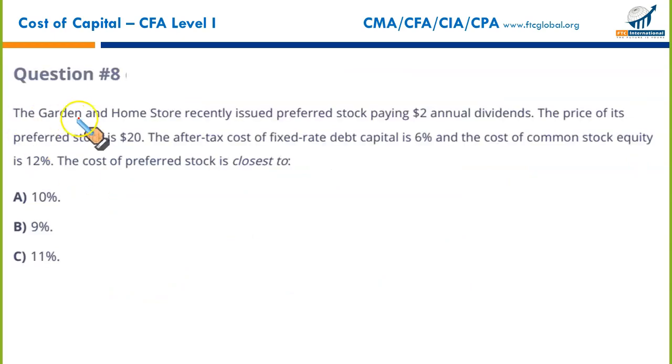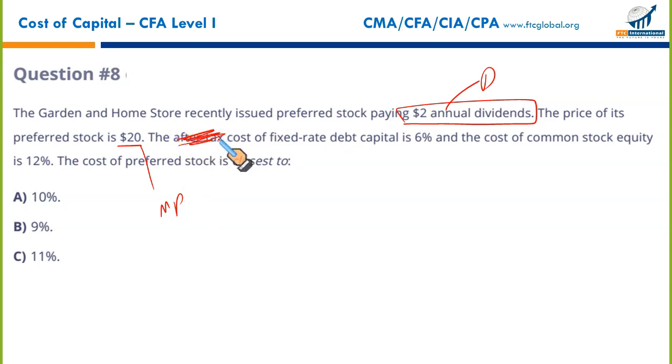Next, the Garden and Home store recently issued preferred stock paying $2 annual dividends. The price of its preferred stock is 20. This is the market price of the preferred stock. This is the dividend you pay. The cost of preferred stock is not affected by tax, because the dividend is not tax deductible. Dividend on preferred stock or on common stock is not tax deductible. That's why there is no tax adjustment for the cost of preferred stock or cost of common equity.